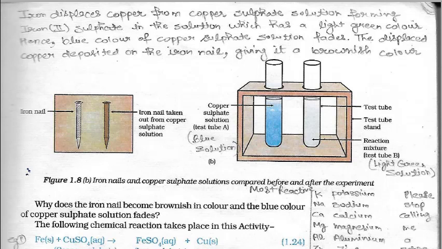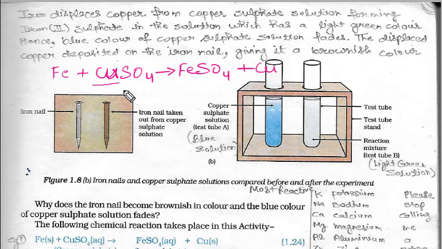So iron will displace copper from copper sulfate solution. In this test tube B, we have kept 2 iron nails. So what will happen after some time? The iron nail will displace the copper from copper sulfate solution. That you can see here. If we take iron and copper sulfate solution, what will happen? Iron will displace this copper, so it will become iron sulfate and copper will get separated out.